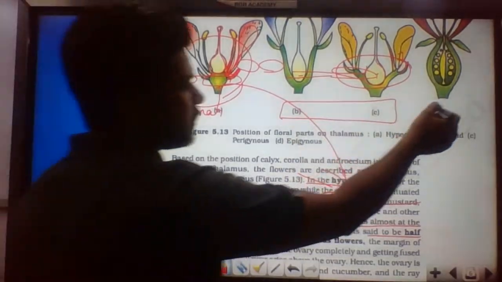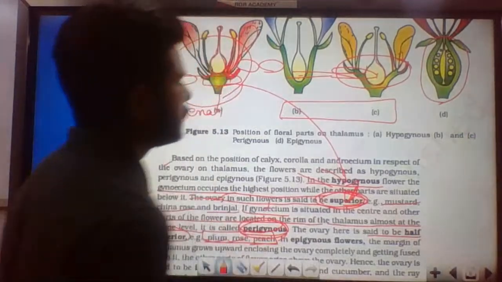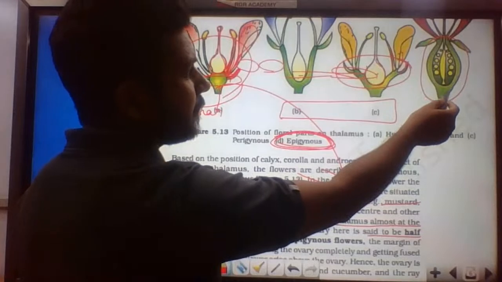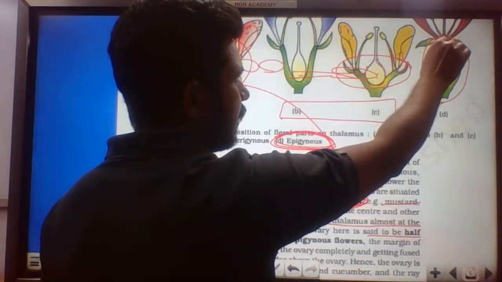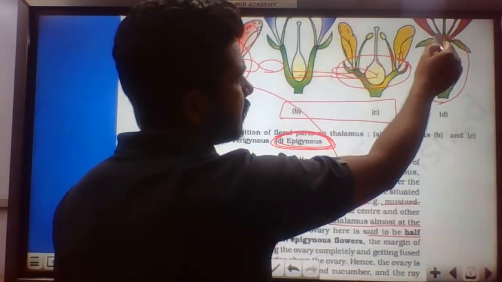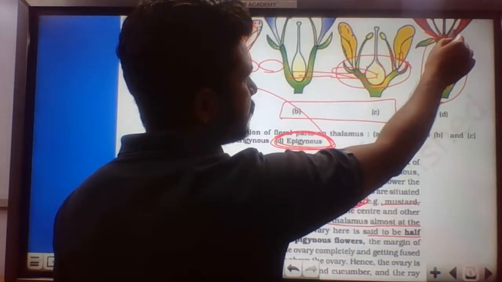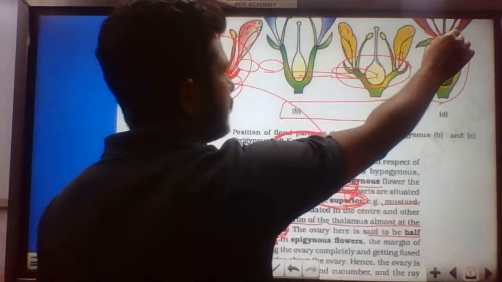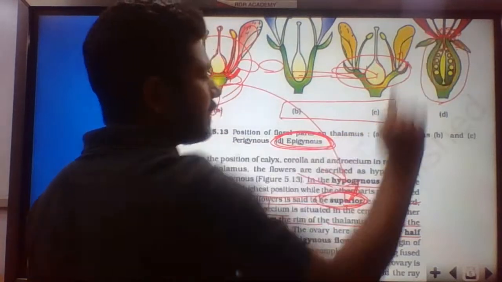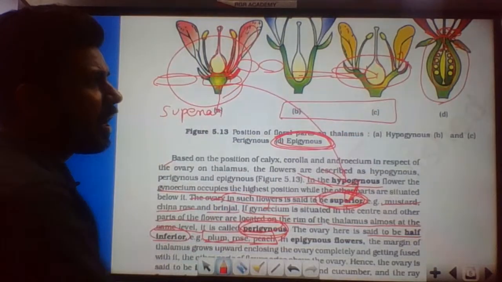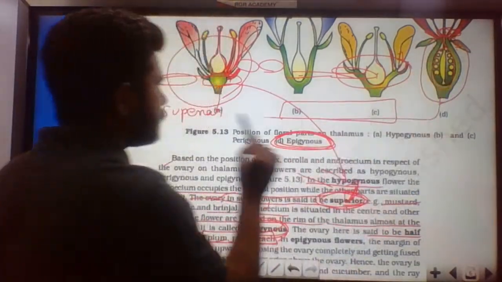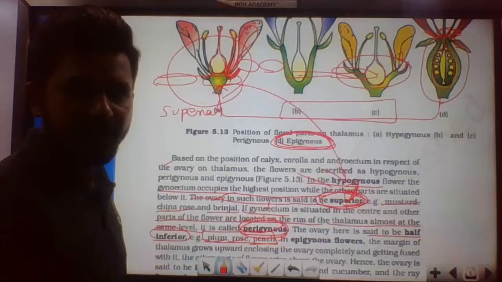So the last one is epigynous flowers. Here, in epigynous flowers, look at this diagram: the gynoecium is present just below the other structures. See, these are the petals, gynoecium, androecium and sepals. So sepals, petals and androecium, all other appendages are arranged above the gynoecium. Correct. So this type is just the opposite of the first one, hypogynous flowers.